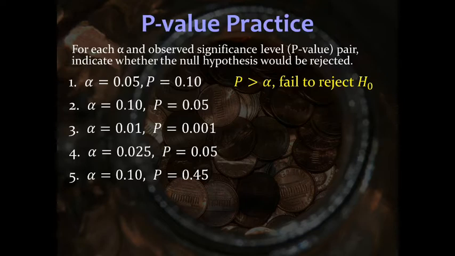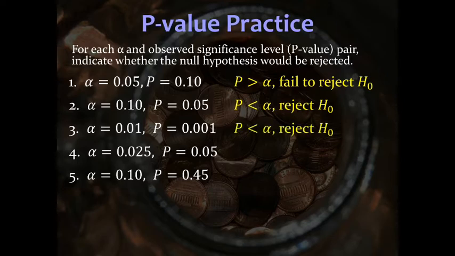In number 2, alpha is 0.1, p is 0.05. Here, since our p-value is less than alpha, we reject the null. Now you can do the last 3 on your own. Feel free to stop the video and then check your answer in the next 1 minute when you're done.